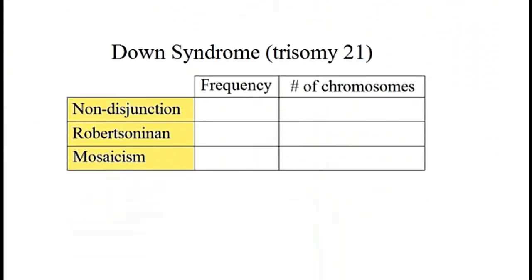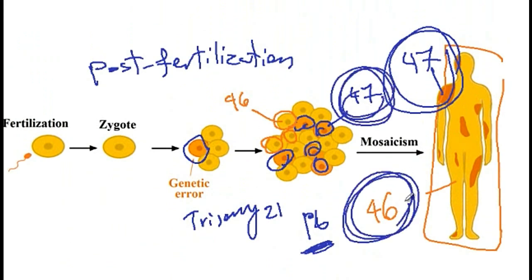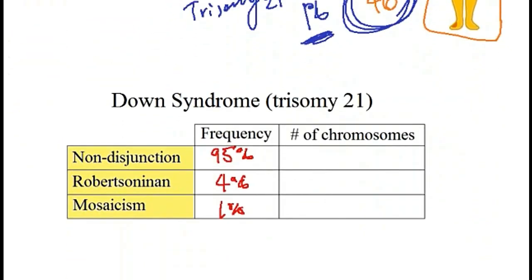Okay, now let's go through this table and fill it together. Non-disjunction accounts for 95% of the cases of Down syndrome and is associated with advanced maternal age. Robertsonian translocation accounts for 4% of the cases of Down syndrome, and mosaicism accounts for 1%. Now, if you look at mosaicism, there are 2 kinds of cells present, 47 chromosomes versus 46. So the number of chromosomes is a combination of 46 and 47.